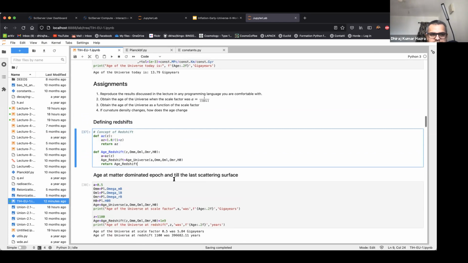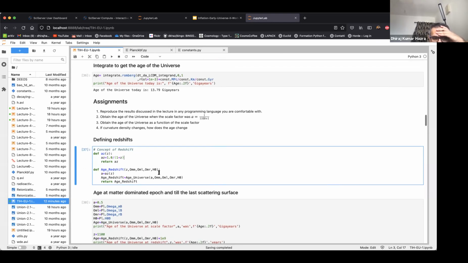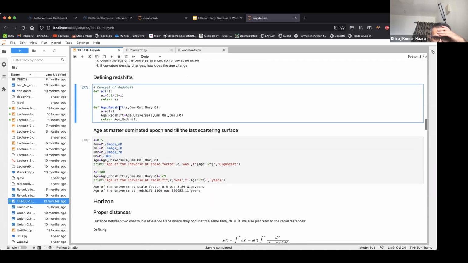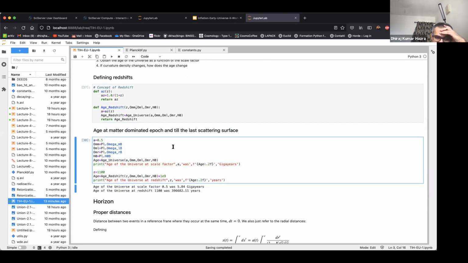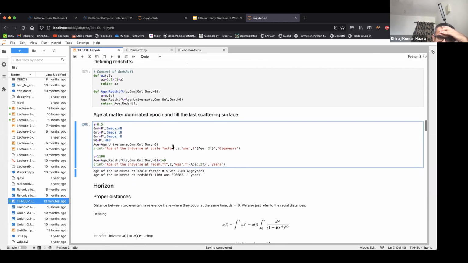Yeah. Now I am defining redshifts. Now I'm going to the distances. Defining redshifts. And then age redshift, for example, this is just a function, if you want to have the age of the universe for a given redshift. Okay. And as you can see, I have calculated it here.